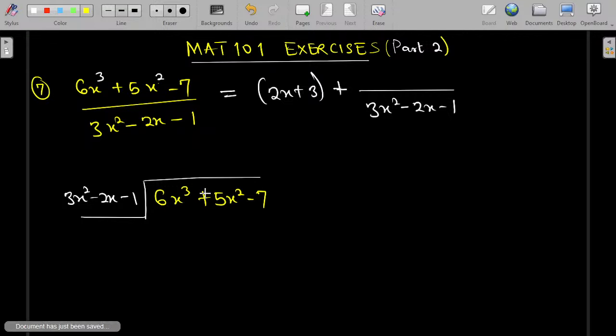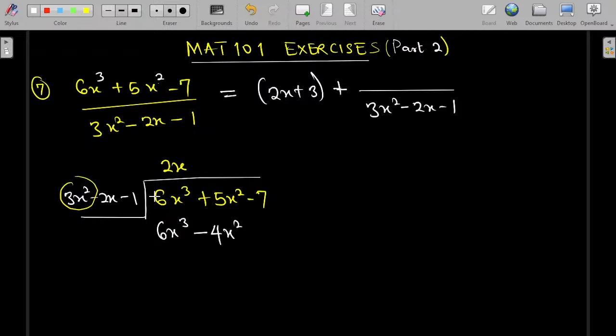From here, we divide using only this 3x squared. If we divide this, we are going to get 2x. Then 2x will multiply everything, and then we'll check if there's a remainder. So 2x multiplying 3x squared gives us 6x cubed. Then 2x multiplying minus 2x will give us minus 4x squared.